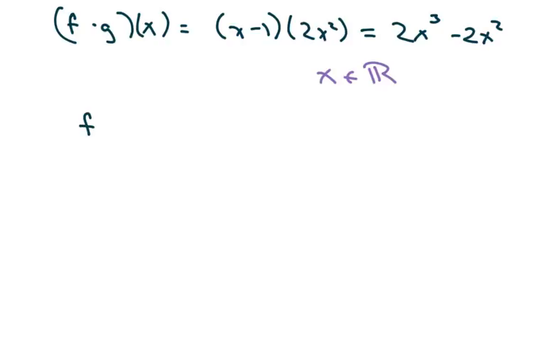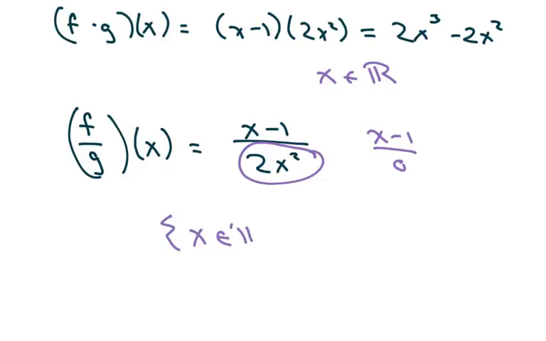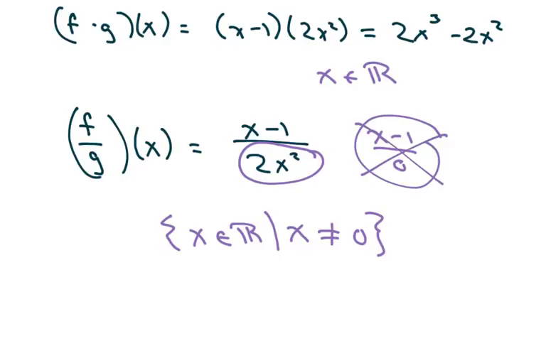And the harder one is when we divide, because we're going to have to determine the domain. This is going to be x minus 1 over 2x squared. We can't have x being 0 here, because you can't divide by 0. So our domain is all real numbers such that x is not 0, or everything but 0, basically, is what this says. We can plug in all numbers for x but 0, because then we'd divide by 0. We can't have that.